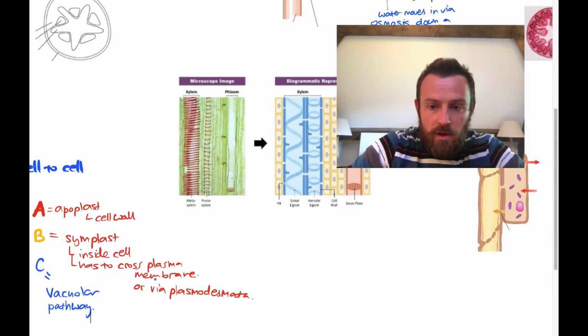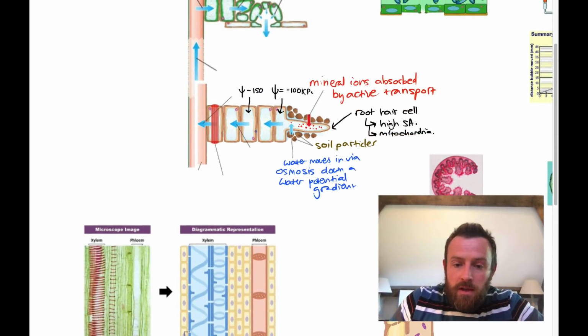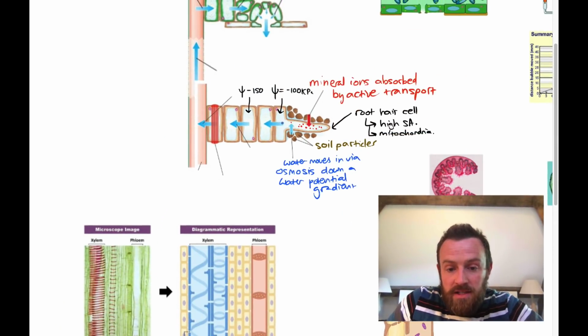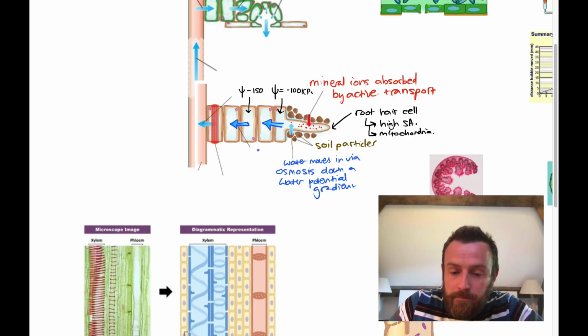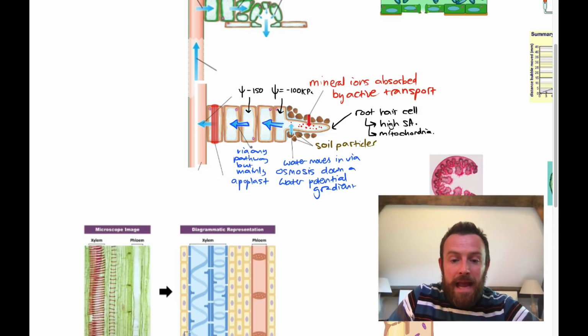So if we now go back to this diagram here, when the water's moving from this outer root hair cell further and further inside the root, it can be going any of those 3 pathways. Doesn't matter. Could be going apoplast, could be going symplast, could be going vacuolar. And in fact, a lot of it goes apoplast because that's kind of the fastest way. So via any pathway, but mainly apoplast. Sorry if that's a bit scruffy writing.